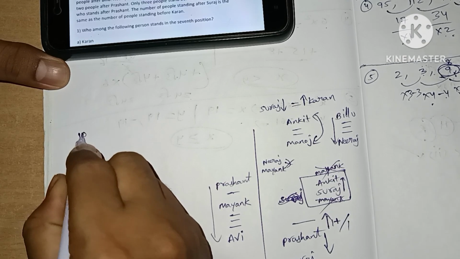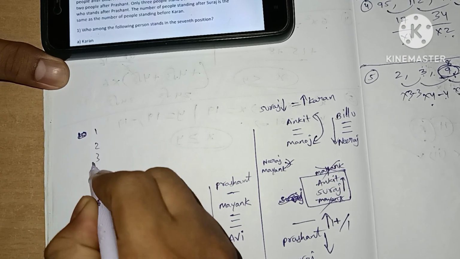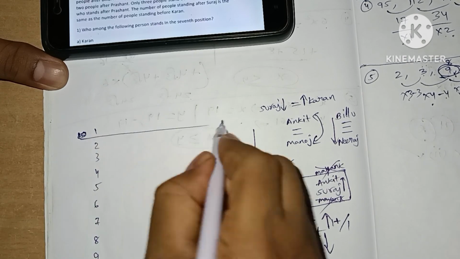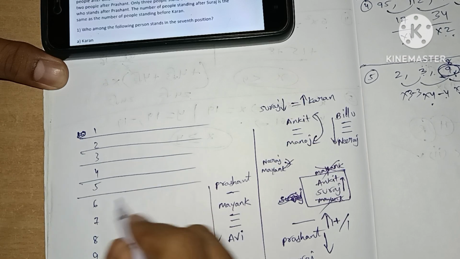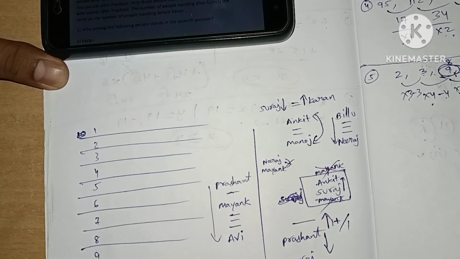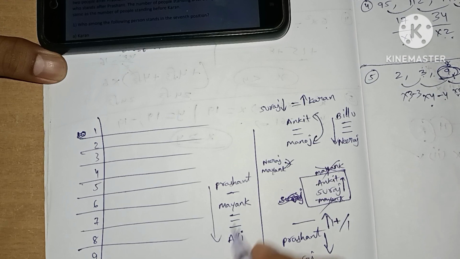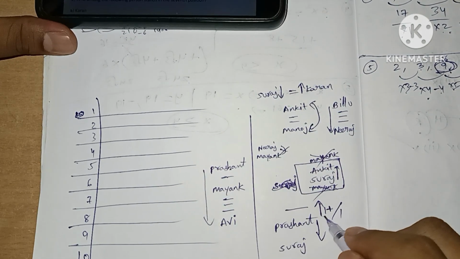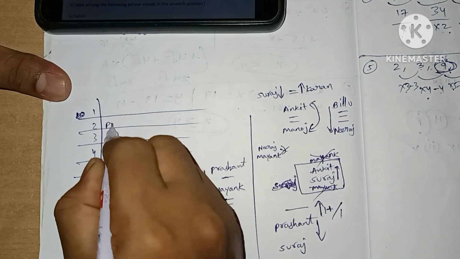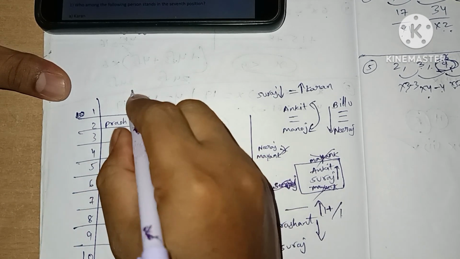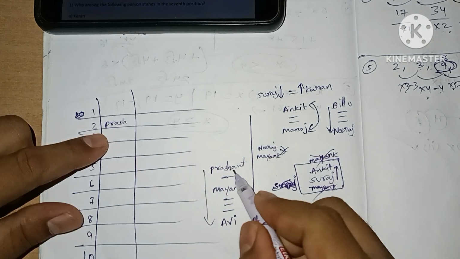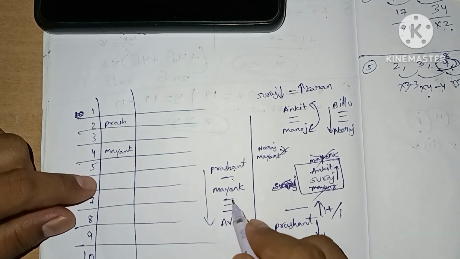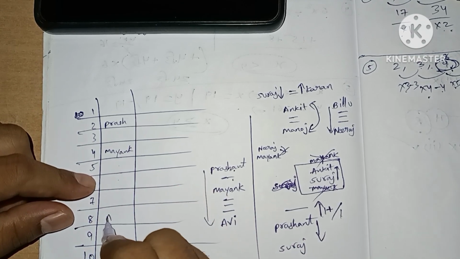There are 10 people. So 1, 2, 3, 4, 5, 6, 7, 8, 9 and 10. Before Prashant, there must be one person or more than one person. So let's take Prashant here, one person. So Prashant, after leaving one person, Mayank. 1, 2, 3, Avi. This is the place for Avi.